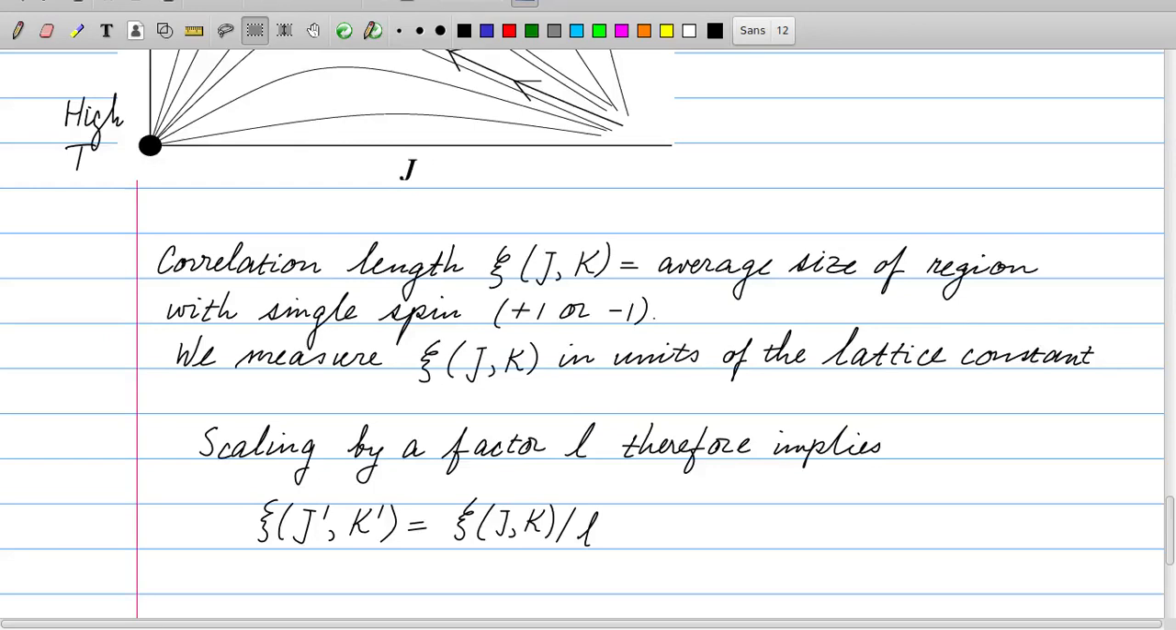So we can now make a quantitative statement. If we scale the system by a factor L, above that was a factor 2 in the square lattice, but generally it's a factor of L. That implies that the new correlation length, which is the correlation length corresponding to the new coupling constants, is the old correlation length, because the psi, which is the size of a domain, doesn't change, but it's measured in different units, and so we have to divide by L. So this is a very important formula.